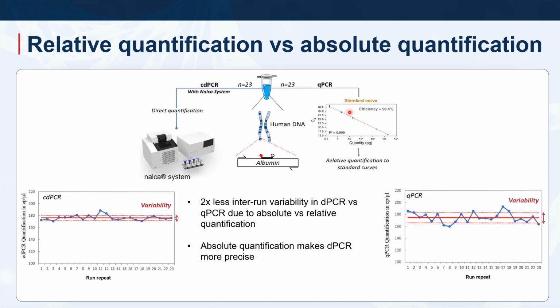And below you can see we've used the standard curve method of quantification, and you can see that we relatively consistently, but with some variation, were able to quantify the concentration of the human albumin gene in those 23 repeats. But there's some variation. Compare this to the Crystal Digital PCR. Yes, there is still some variation, but it is a lot less compared to the qPCR alternative.